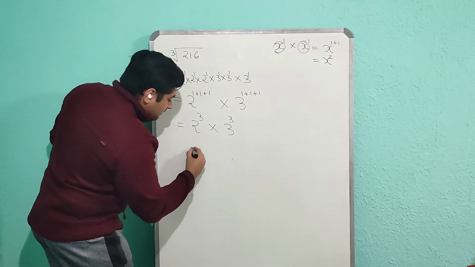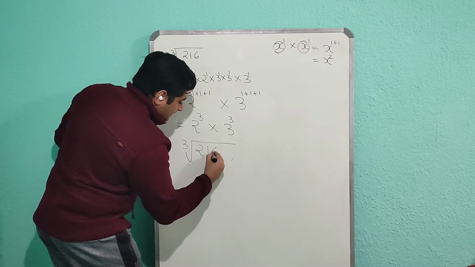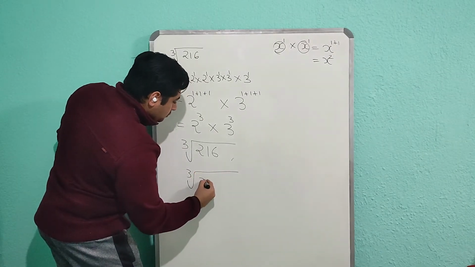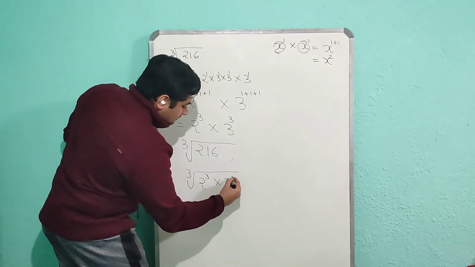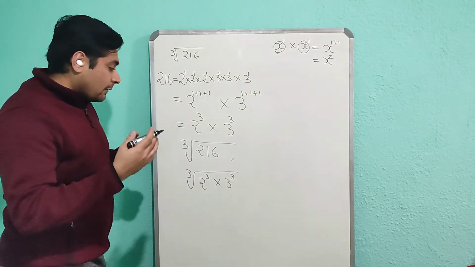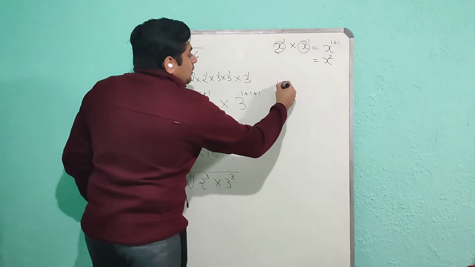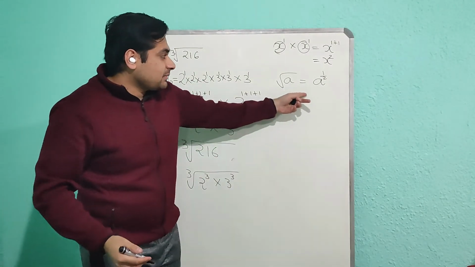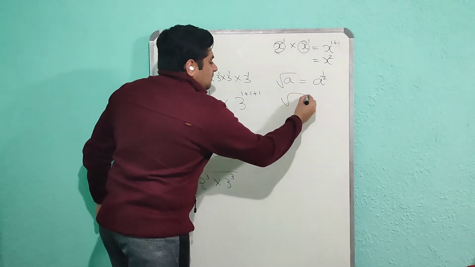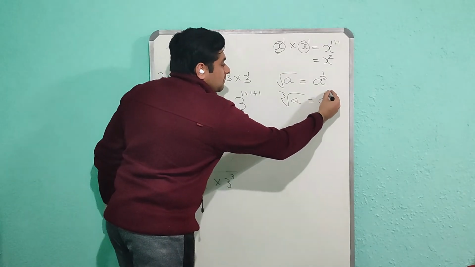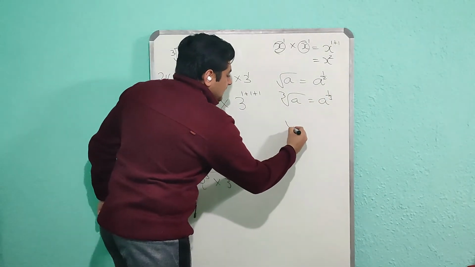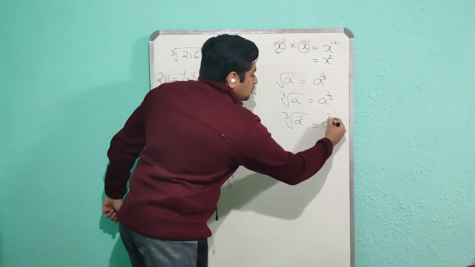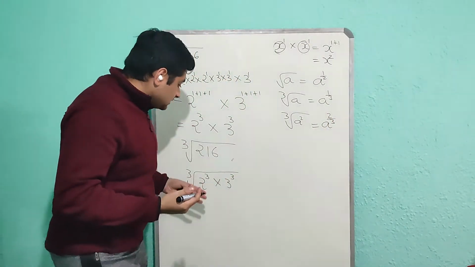So now we say third root of 216, right? This was the question. So in place of 216, we will write 2 to the power of 3 times 3 to the power of 3, right? Now what do we do? Remember, square root of a is the same as a to the power 1 over 2. If you had a third root of a, that is the same as a to the power 1 over 3. Now, if you had third root of a to the power 2, that is the same as a to the power 2 over 3, right?